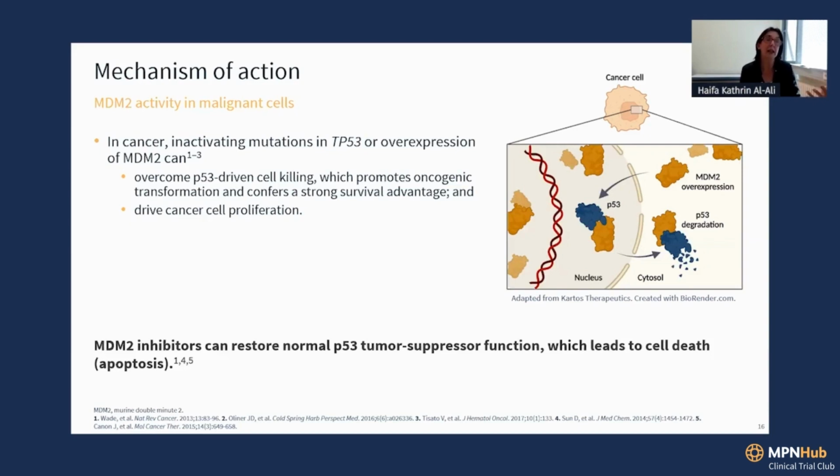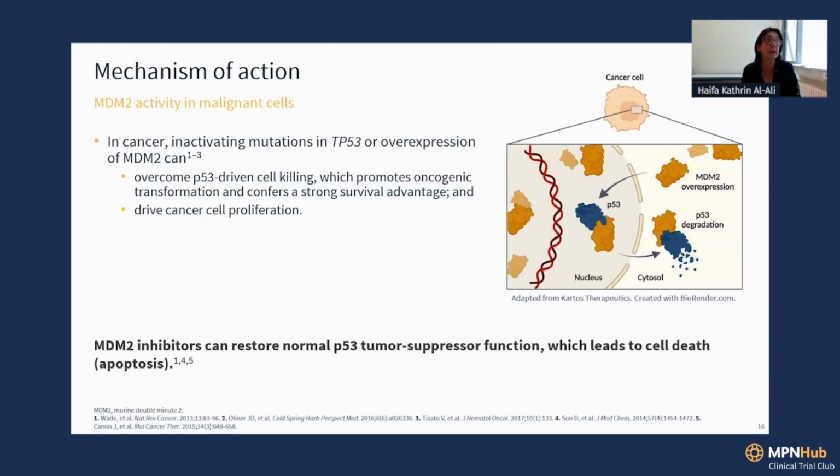This means that cancer cells get a survival advantage, and so cancer cells can proliferate. And that brings us right away to the rationale for the use of MDM2 inhibitors in cancer cells, to try to restore normal p53 tumor suppressor function and thereby assist cells to go into cell death, the so-called apoptosis.